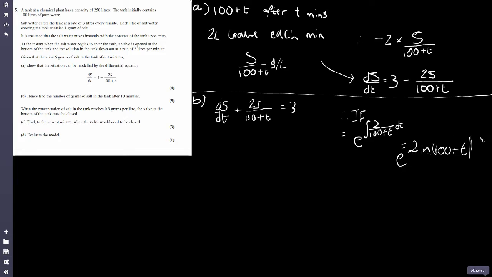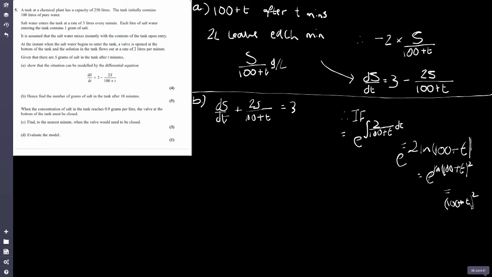And now, again, you can take your power across like we normally do with these questions. So this is equal to e to the ln of (100 + t) all squared. And remember, just from your A-level maths, e to the ln cancels, and we just get left with this. So our integrating factor for this question is (100 + t) squared, okay?